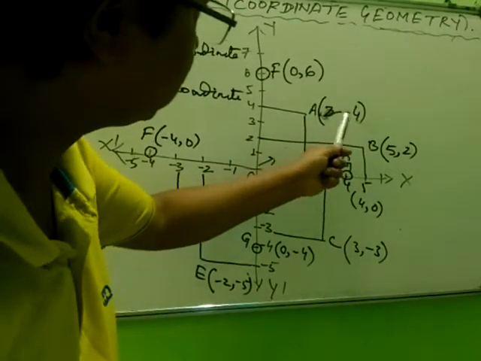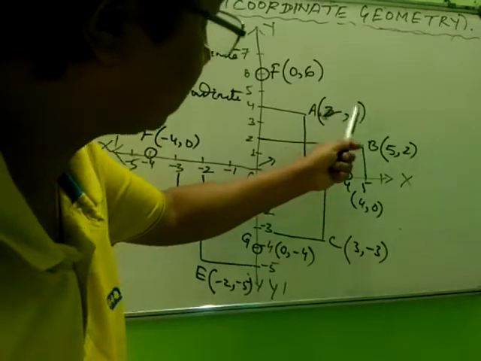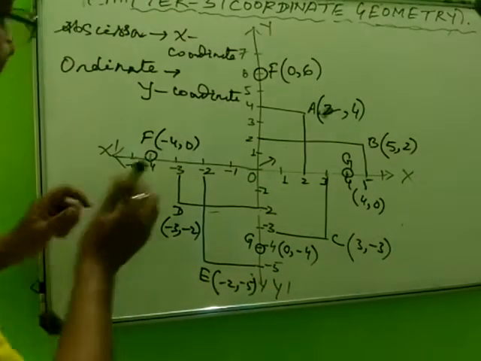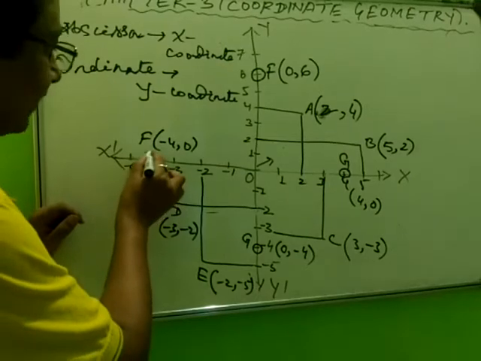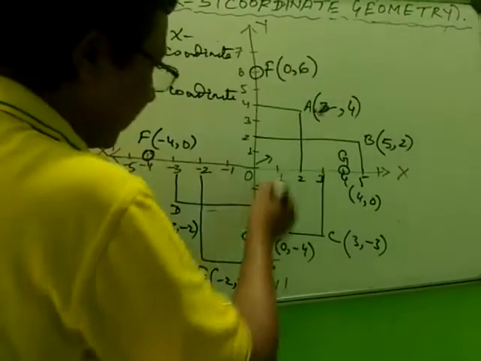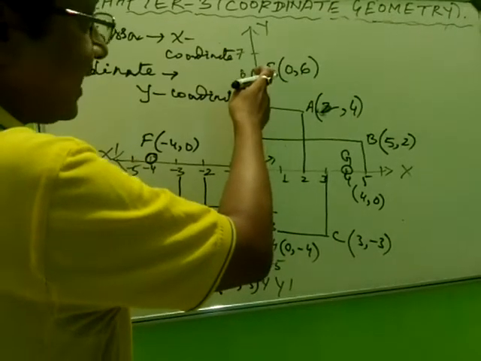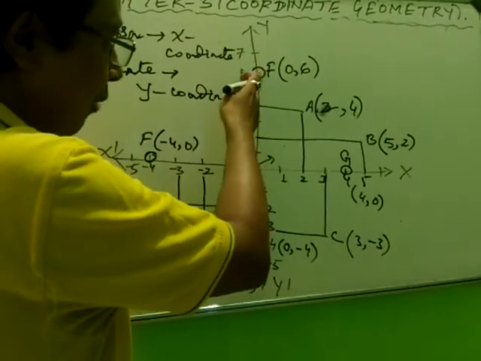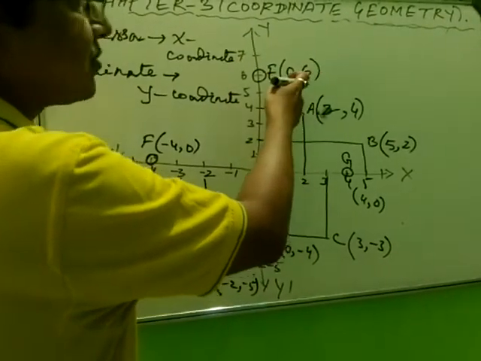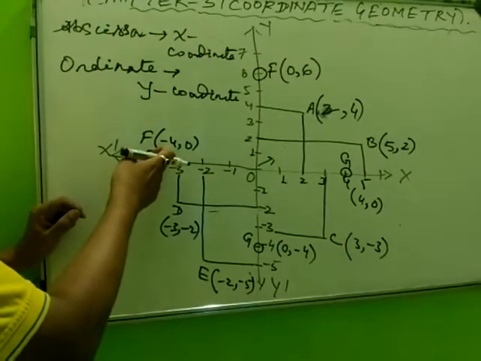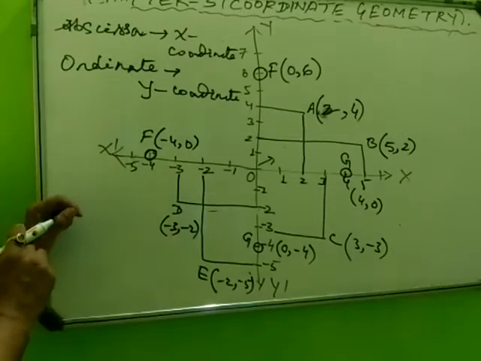Did you see any zero? There is 2, 4, but you did not get 0. 3, -3, you did not get 0. But now you see, those points that lie along the x axis or y axis, you will get 0. Since this is y, 6 is the y, so y is 6, x will be 0. Since x is minus 4, y will be 0.